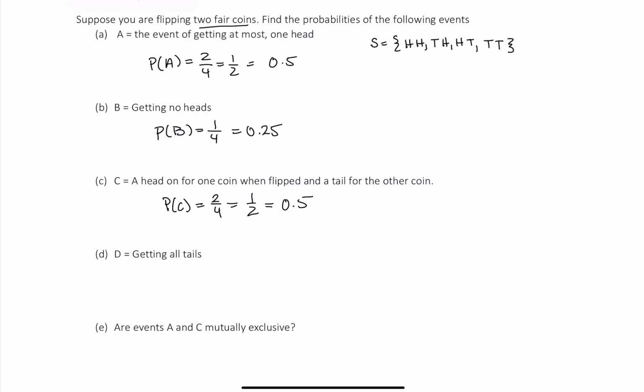Now, let's find the probability of getting all tails. And that's D. Well, if you notice, the probability of getting all tails is the same as the probability of getting no heads. So the probability of D equals the probability of B, which is 0.25.